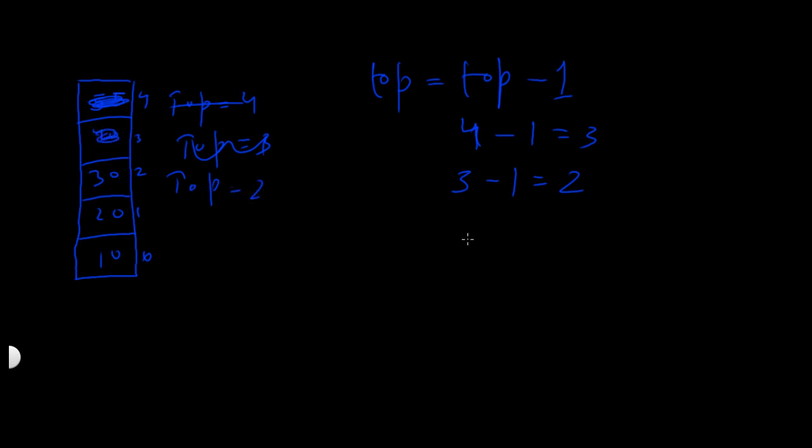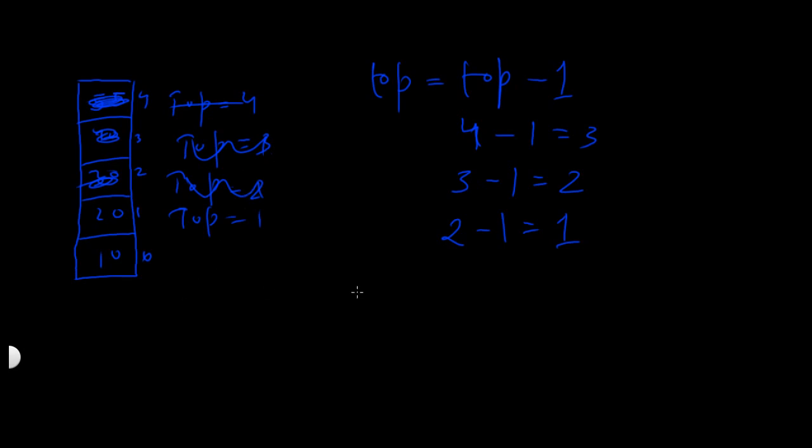Now again if you want to delete another element from the stack, then again the value of top will be decremented by 1. So top becomes equal to 1 and this element will get deleted. So an element will always get deleted from the top, and this is how an element is deleted from the stack.